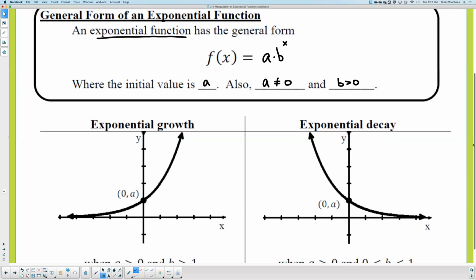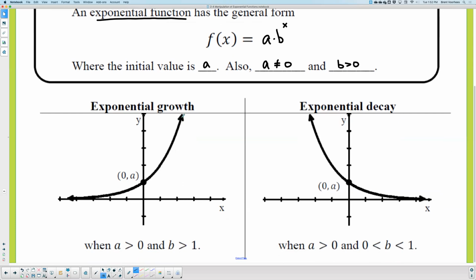So here are some pictures. This one is exponential growth. That's when your a is positive and b is greater than 1. You have exponential growth, and they gave you a point there. I'm going to give you more points in a second. There's also exponential decay, and that's when your a is positive and b is between 0 and 1. But those aren't the only two situations. So to show you all 4 possibilities, on the next slide, we're going to fill in a little table.